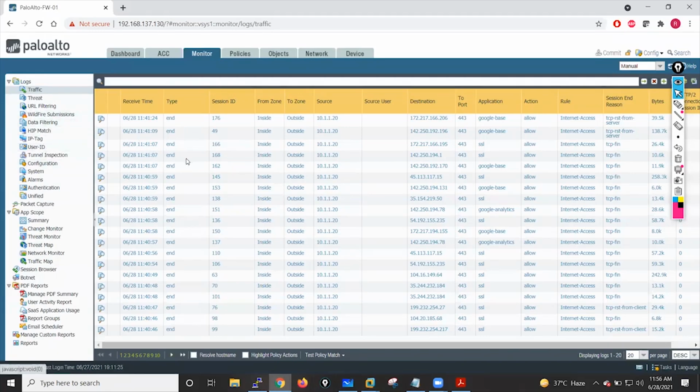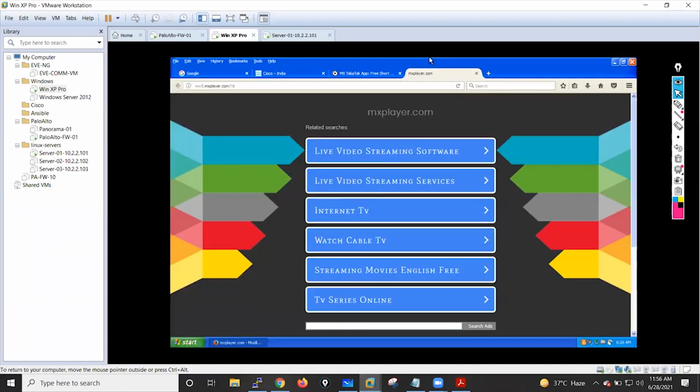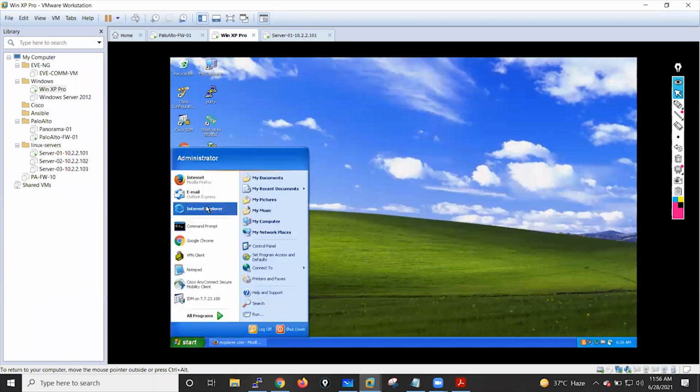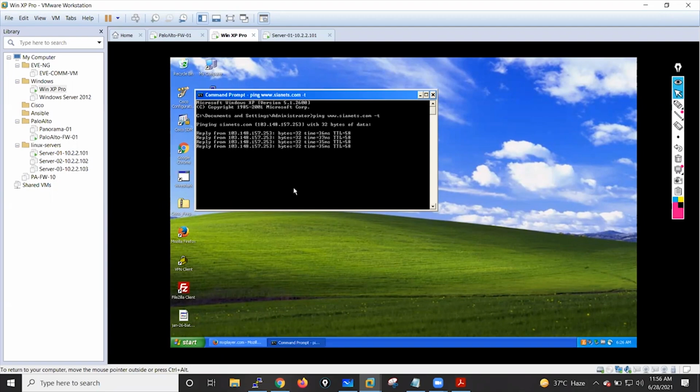So how can we test this? Let me test it. This is my system, and inside this machine I'll initiate a ping to www.crnets.com. Let me ping that website with -t. So the ping is working right now, right? Why is this ping working?